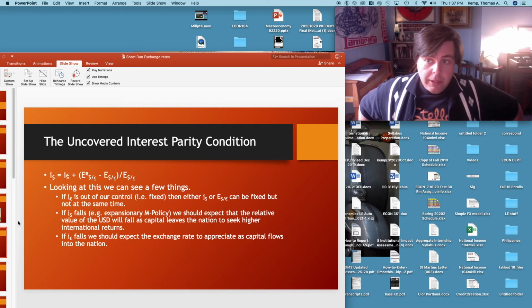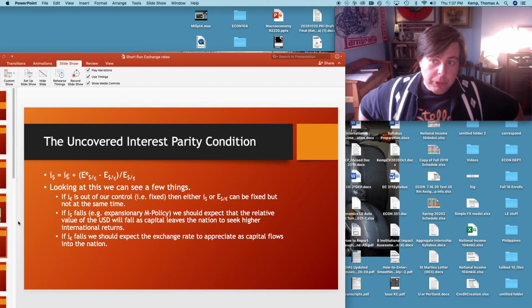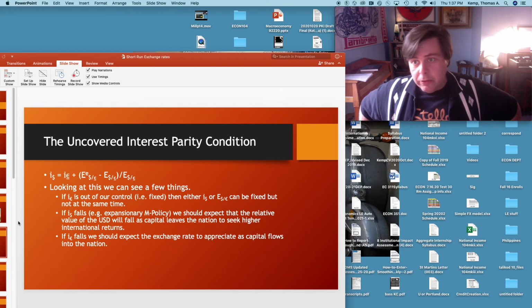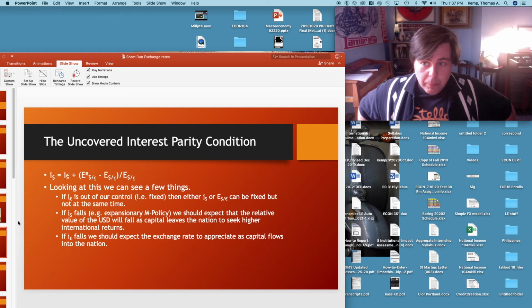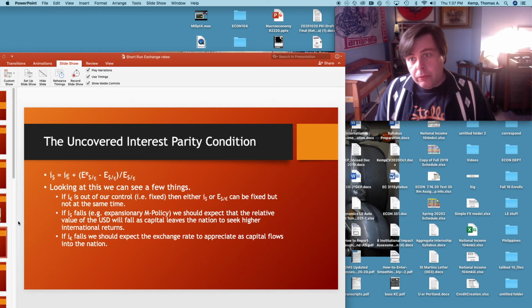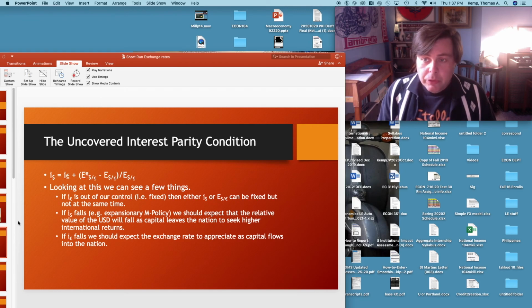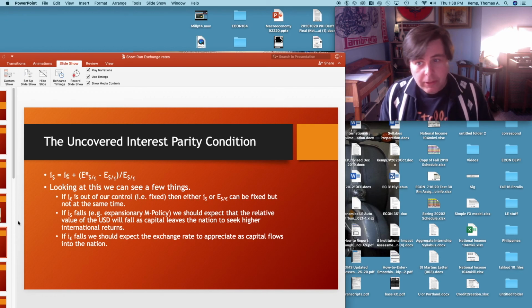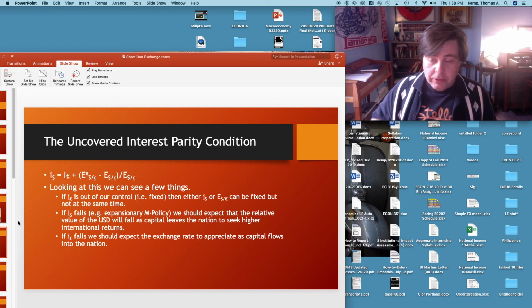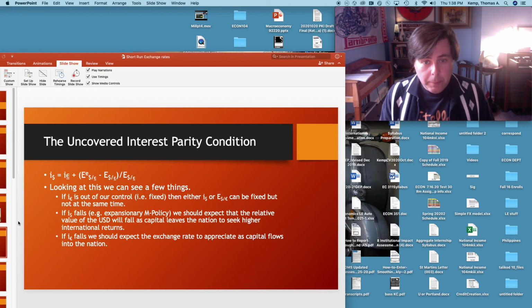And that's the idea of the relationship between exchange rate policy, that is either utilizing fixed or floating exchange rates, and domestic monetary policy. What the uncovered interest rate parity condition shows you is that you effectively can't do exchange rate policy and monetary policy at the same time. You have to choose one or the other, with a notable exception that I'll address in just a short while.